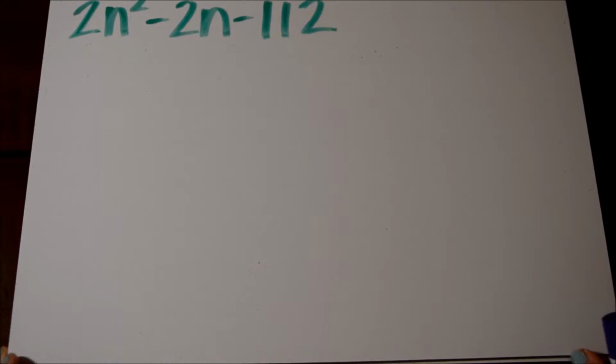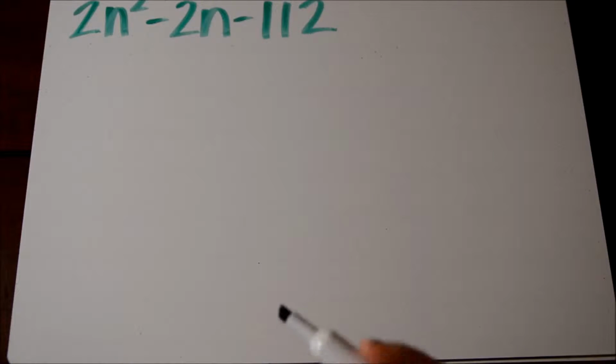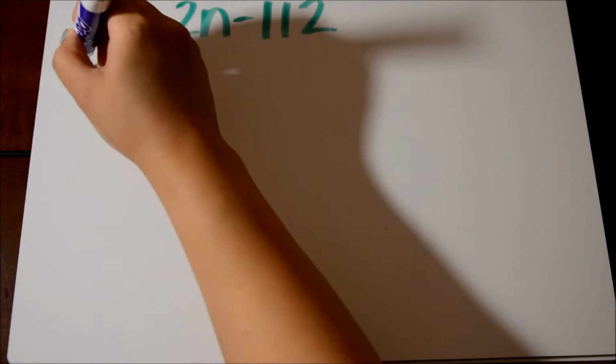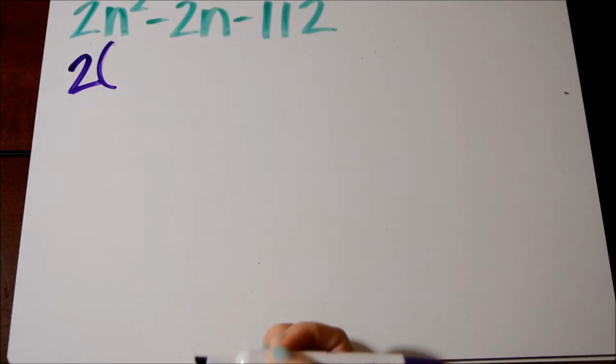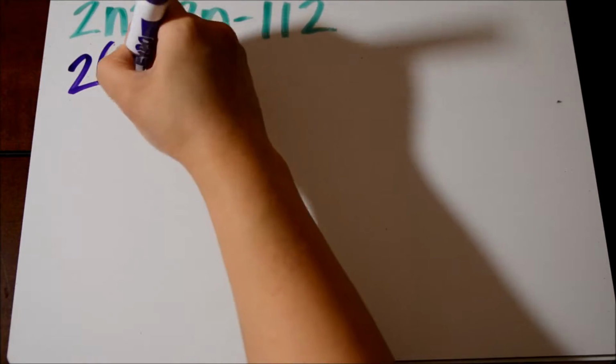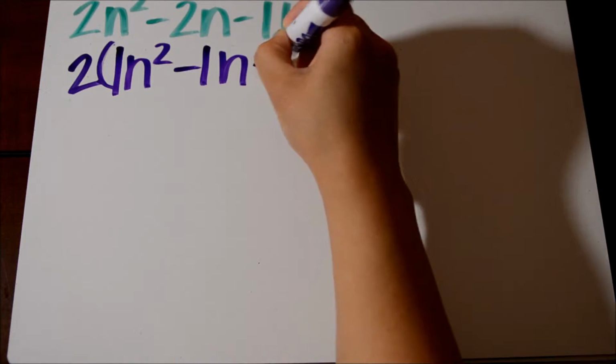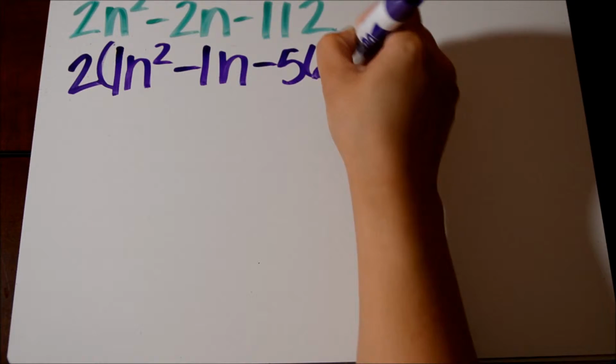We have the trinomial 2n squared minus 2n minus 112. The first step is to check to see what our GCF is. And the biggest number that goes into 2 and 112 is going to be 2. So that's our greatest common factor. We're going to divide it out of each of the terms, and we get 1n squared minus 1n minus 56.